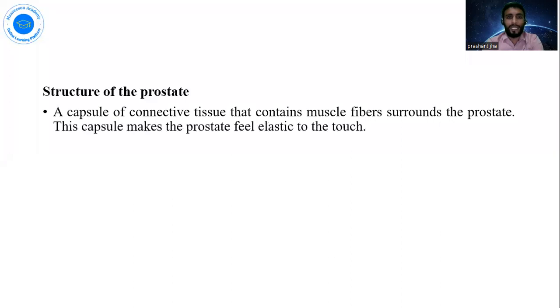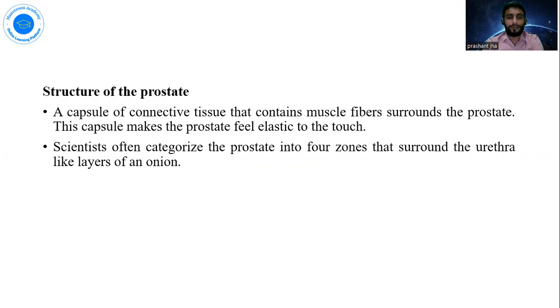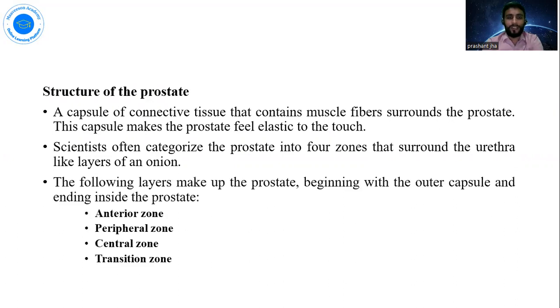A capsule of connective tissue that contains muscle fibers surrounds the prostate. This capsule makes the prostate feel elastic to touch. Scientists often categorize the prostate into four zones that surround the urethra like layers of an onion. The following layers make up the prostate, beginning with the outer capsule and ending inside the prostate, including the anterior zone, peripheral zone, central zone, and transition zone.